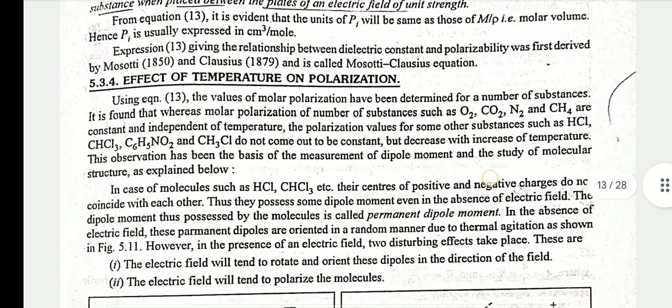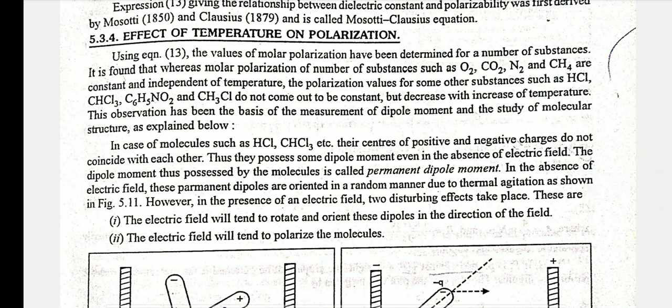Effect of temperature on polarization. Using equation 13, the values of molar polarization have been determined for a number of substances. It is found that whereas the molar polarization of a number of substances such as O2, CO2, N2 and CH4 are constant and independent of temperature, the polarization values for some other substances such as HCl, CH3Cl, CHCl3, C6H5NO2 do not come out to be constant but decrease with increase of temperature. This observation has been the basis of the measurement of dipole moment and the study of molecular structure, as explained below.